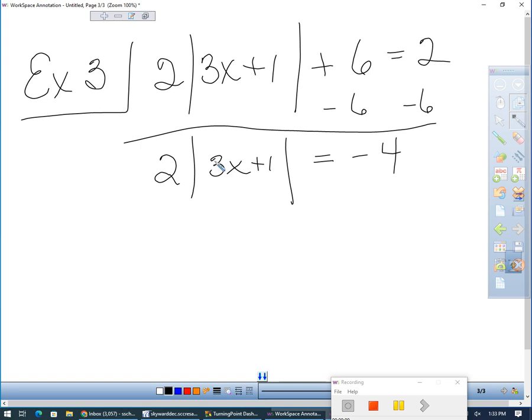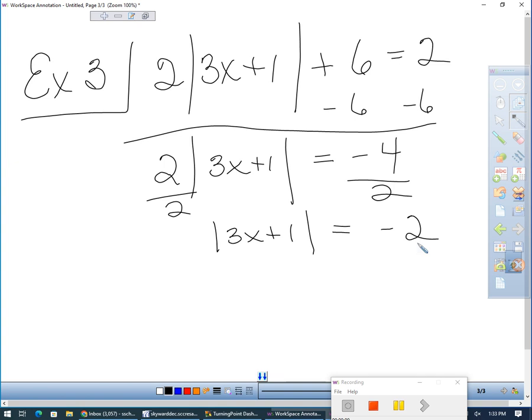Is that absolute value by itself yet? We have to divide by that coefficient. So we're going to divide both sides by 2. So now I have the absolute value of 3x plus 1 is equal to negative 2. Does everybody agree at this point? Okay. Now, at this point, we would typically split it into 2.